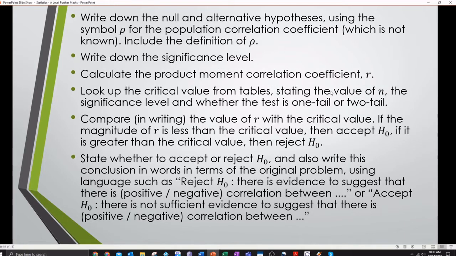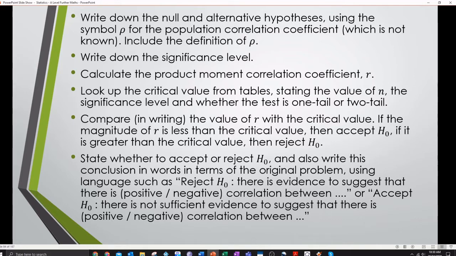Now, what are the steps? First thing, as always, write down the null and alternative hypotheses. This is in terms of rho. Then we need to write down the significance level, calculate the product moment correlation coefficient, unless it's already given to us, look up the critical value from the table, then compare the value of r to the critical value.